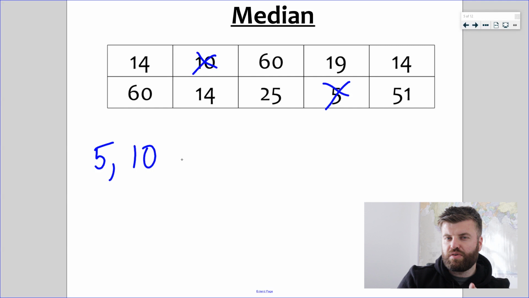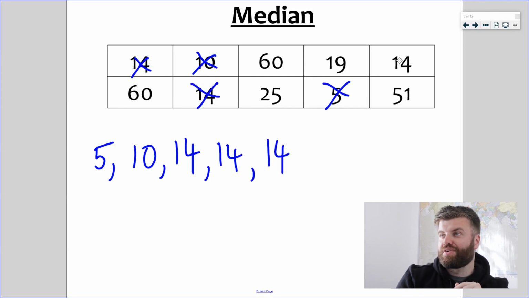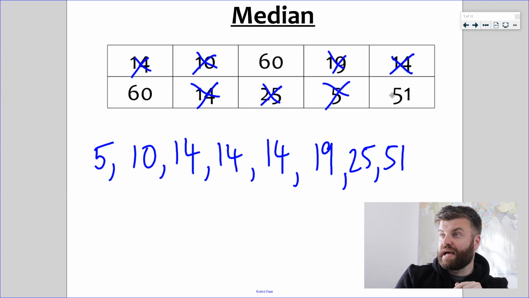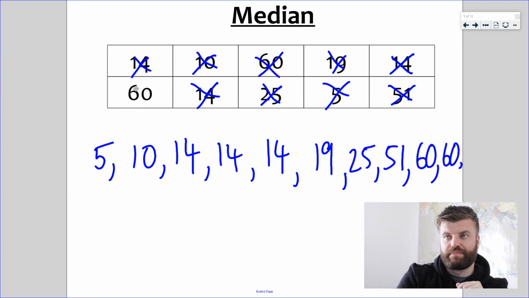Cross out the 10. And you'll notice now we've got a few 14s. Don't let that put you off. Put down each one in order. So we're going to put 14 down, cross one out. We've still got two left, so we put another 14 down, cross that one out. And you guessed it, the third one, cross it out. Keep going, next would be 19. Then we're looking at 25. Then we're looking at 51. And finally, we've got those two 60s. And that is our data in numerical order.